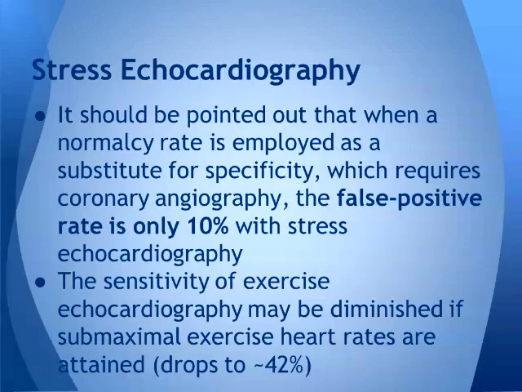The sensitivity of exercise echocardiography may be diminished if submaximal heart rates are attained. So we try and get 85% of their maximum predicted heart rate. And if you're unable to achieve that, whether due to exercise intolerance or they got their AM beta blocker and nobody forgot to discontinue it or whatever it is, your sensitivity drops about 42%.